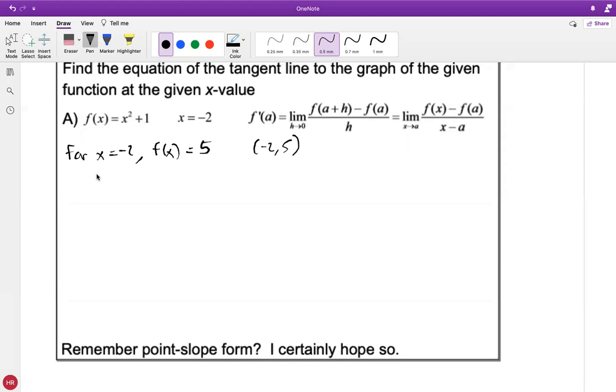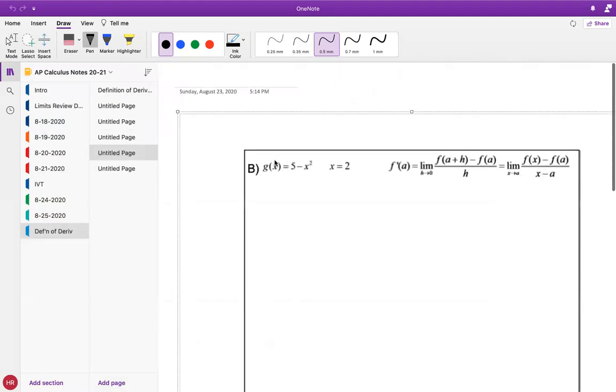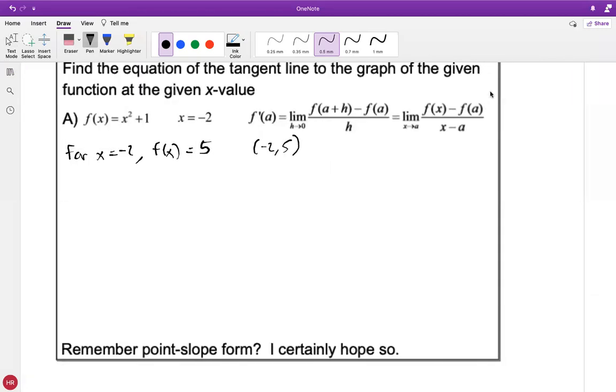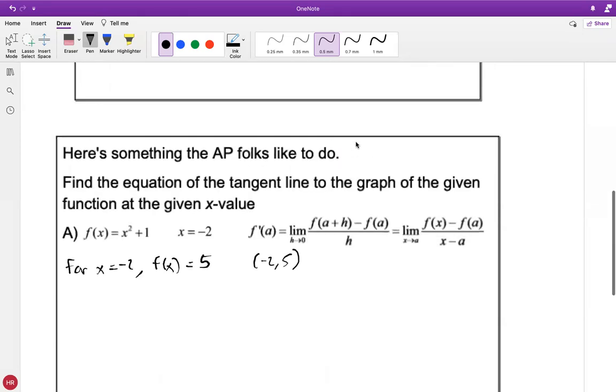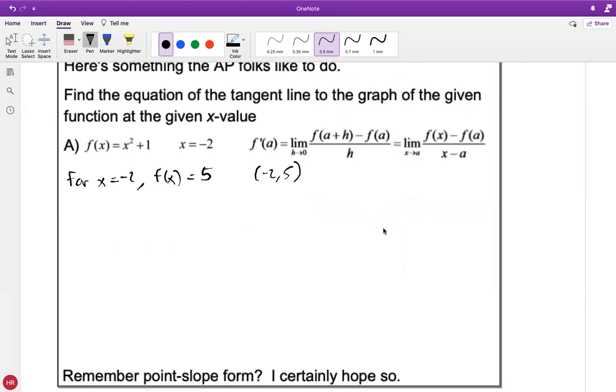So I'll do this one. I'll use this function here. We're given the x value. Let's do it like we did the previous one. So I'm going to use this, but I'm going to use x's here. F prime of x.